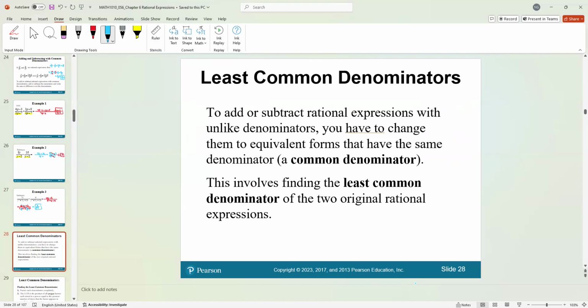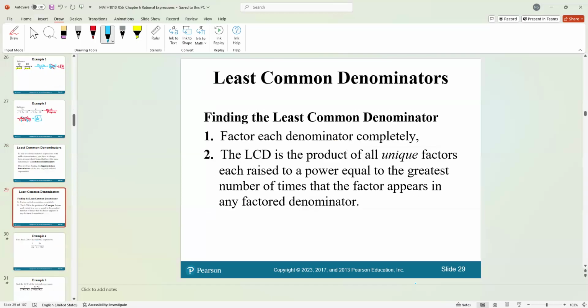To add or subtract rational expressions with unlike denominators, first write each rational expression as an equivalent rational expression with a common denominator. The least common denominator, the LCD, is usually the easiest common denominator to work with. The LCD of a list of rational expressions is a polynomial of least degree whose factors include the denominators in the list. This involves finding the least common denominator of the two original expressions.